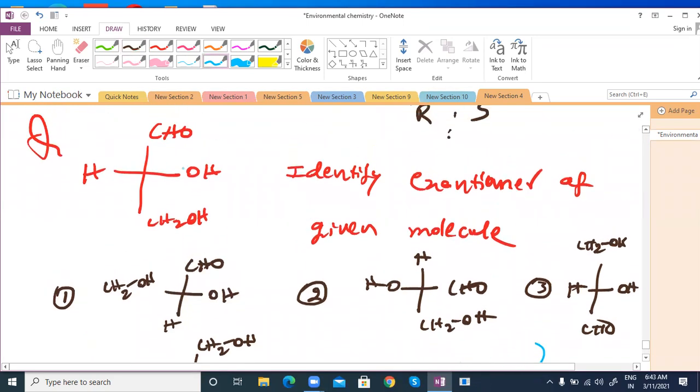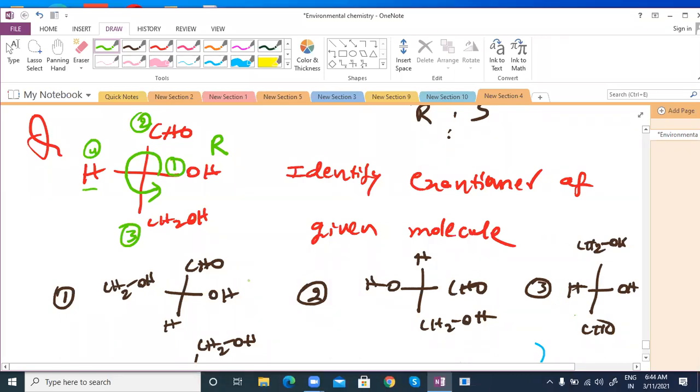See, I am writing RS nomenclature for the first given question. I am getting this is 1, OH is high priority. Then CHO is next priority, and CH2OH is the fourth one. This is 4. So 1, 2, 3 anti-clockwise, so it should be R, because the least priority is present at horizontal. Then which do we get among these 4 options? Which we get S, that is your answer.